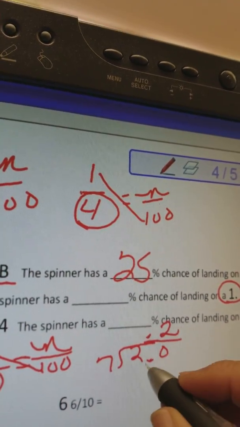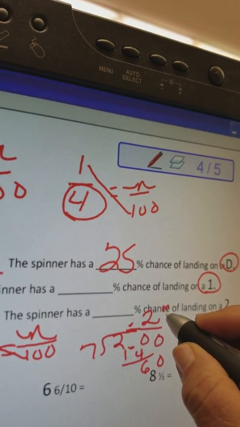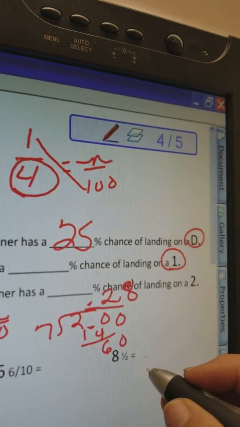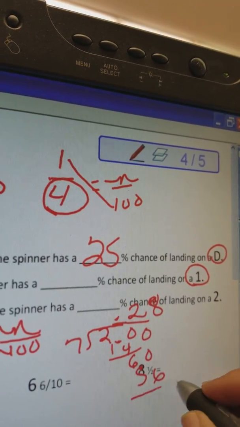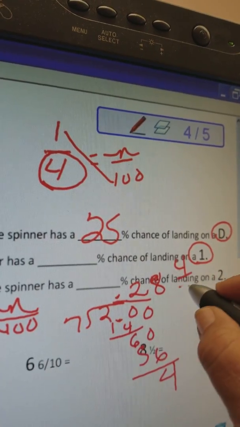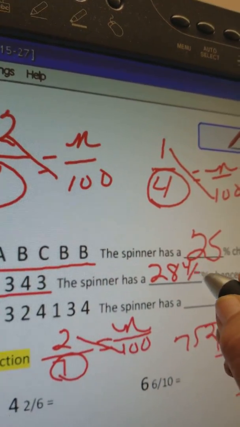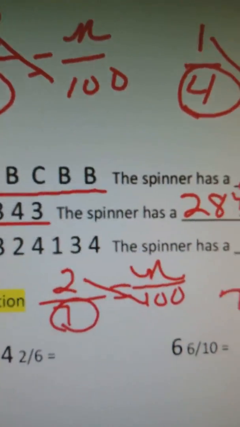free ride inside, and 7 goes into here twice, goes into here 8 times, and we put out 4 over 7, so our answer would be 28 4/7%. We divided, or you can set up cross multiply and divide.